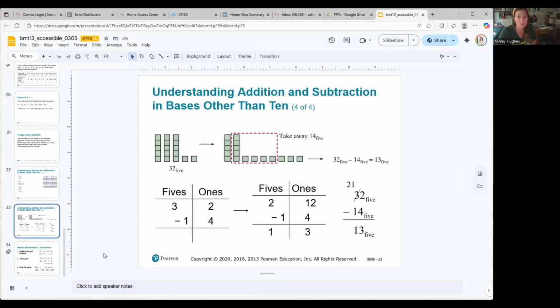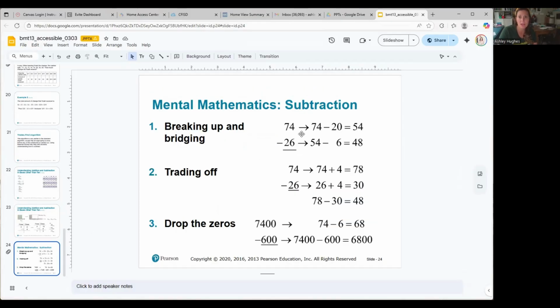And this is using visuals to show a similar idea. Mental mathematics, subtraction, 74 minus 26, you can take away the 20 and then take away the 6. Or here it's showing it, if you don't want to have to borrow in your head, you could add 4, that'd be 78, just so you're making this 10, so it's easier to see, okay, I can subtract 30 here. 78 minus 30 is 48.